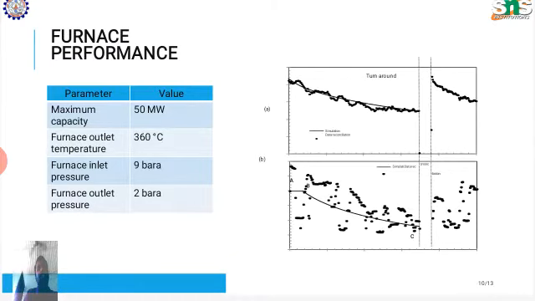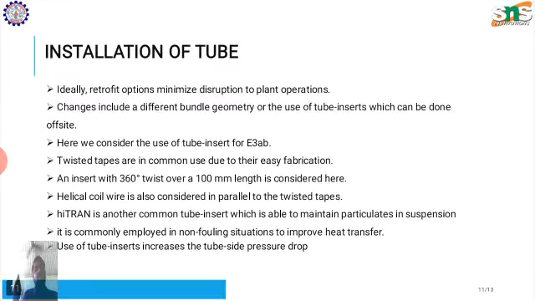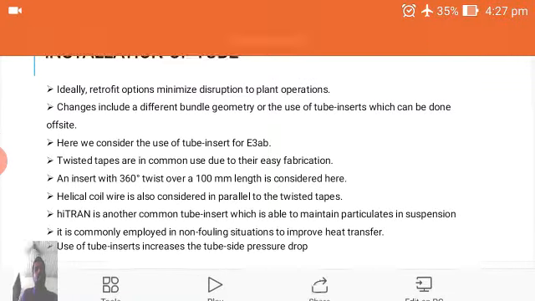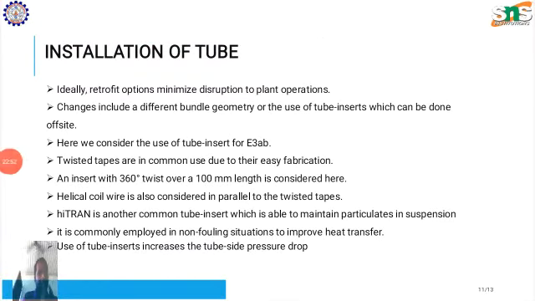Now consider cleaning as a mitigation strategy. Use the tube inserts in E3AB. E3AB is a major component that diverts all crude flow rates. Next is the installation of the tube inserts.